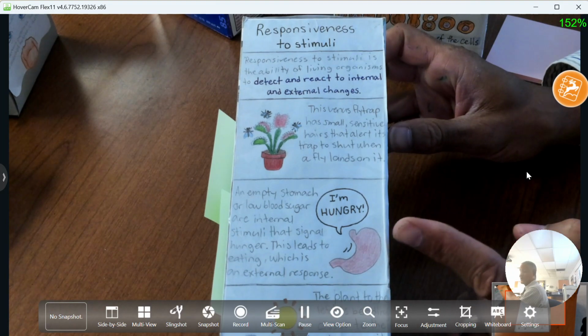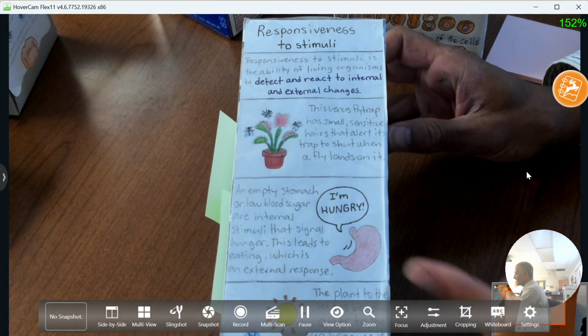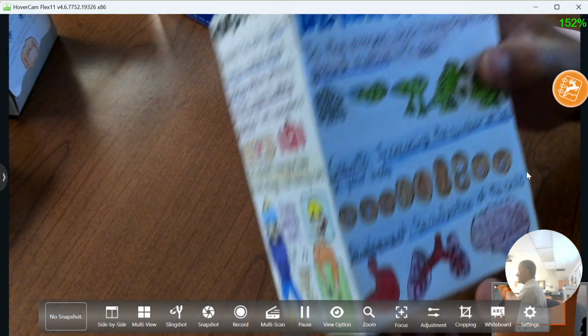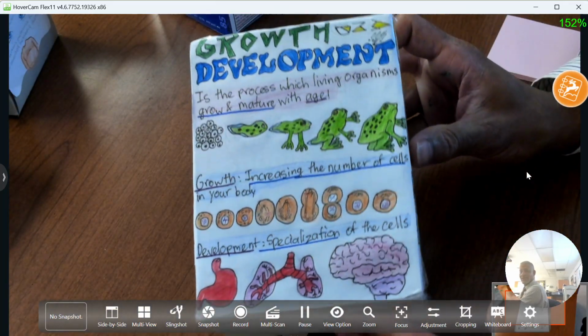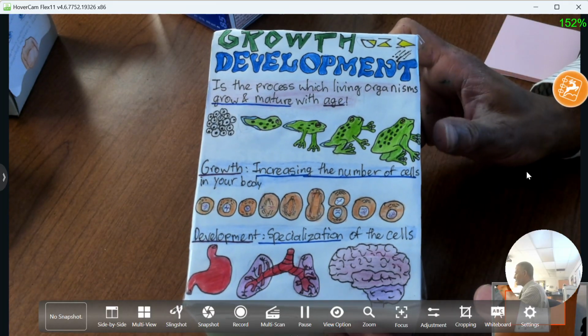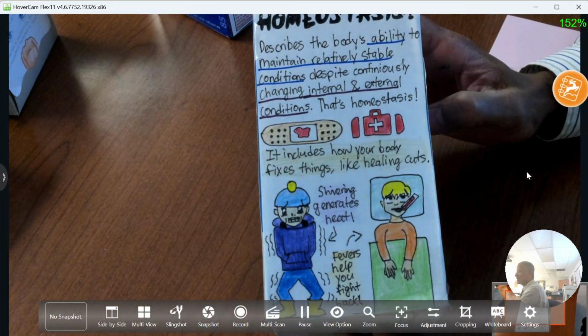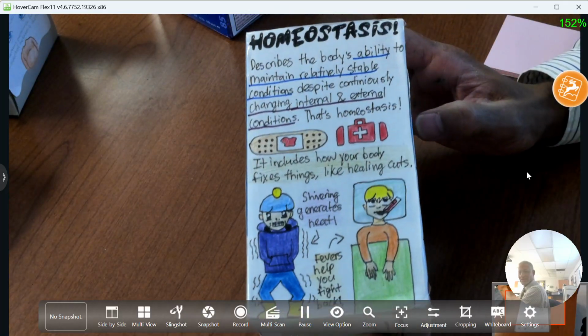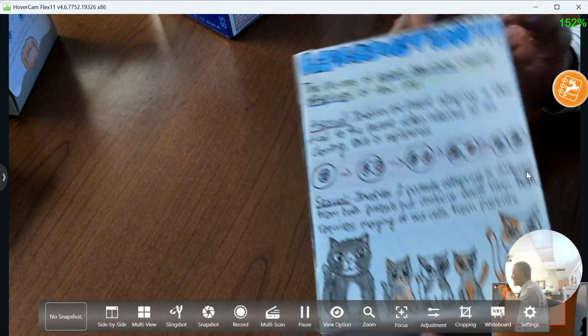All right. Okay. Who rules your body? Your stomach. Don't get hangry. All right. And we got growth and development. This one, they showed a lot of different aspects of growth and development. All right. Homeostasis. Trying to make sure it stays in here. All right. Let's see what else.